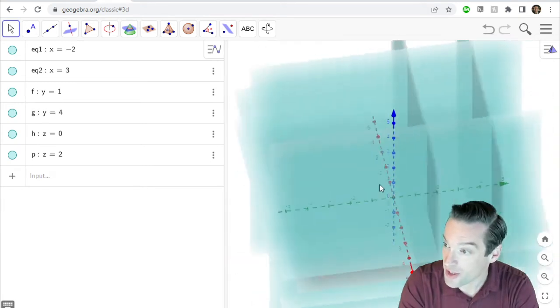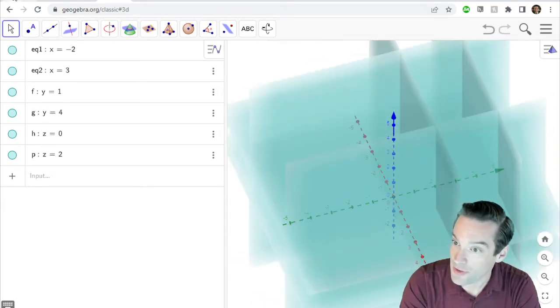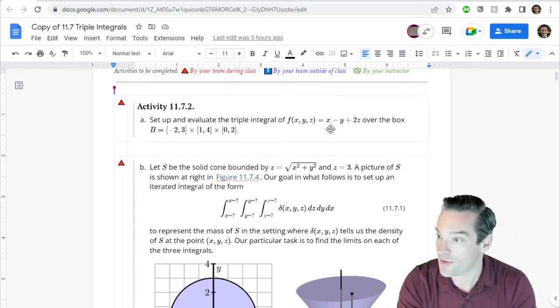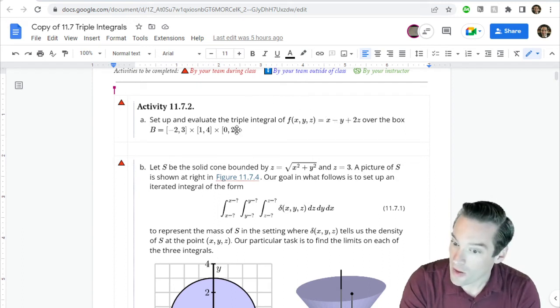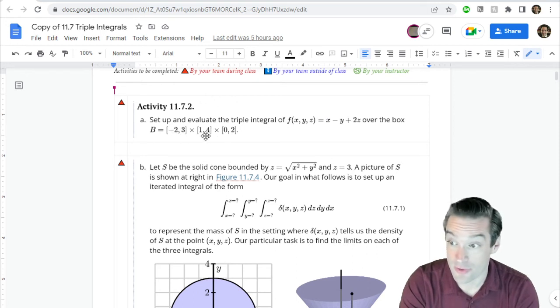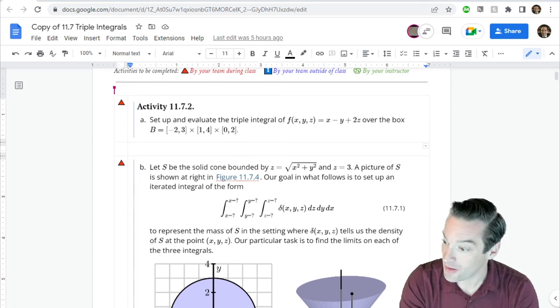But just to get our feet wet, the first thing that we want to do, just to get the practice, is to find the integral of the scalar function x minus y plus 2z, where the region of integration is that solid box, x ranging from -2 to 3, y ranging from 1 to 4, and z ranging from 0 to 2. Let's take a few minutes and work out that iterated triple integral.